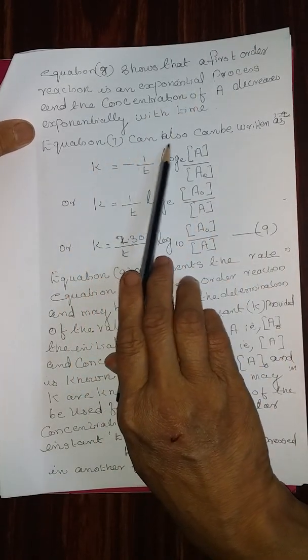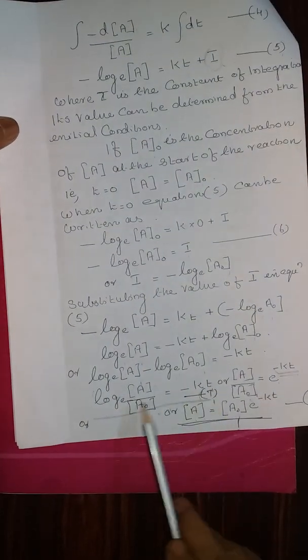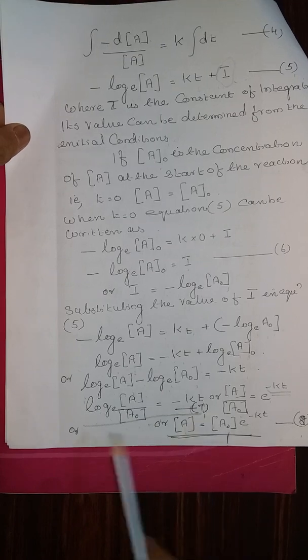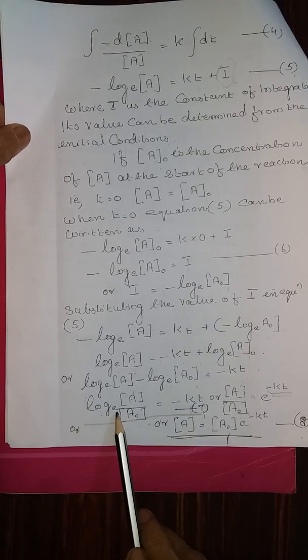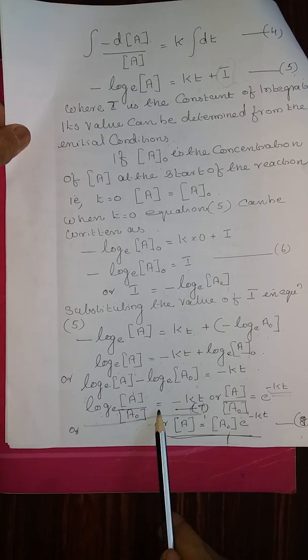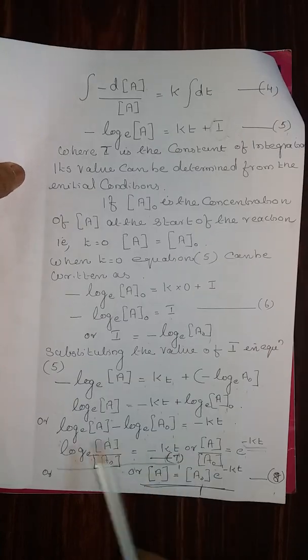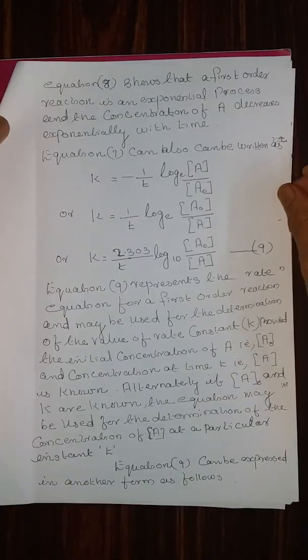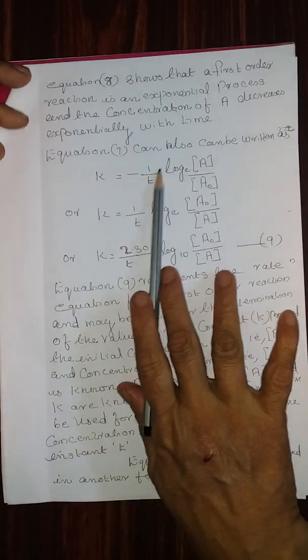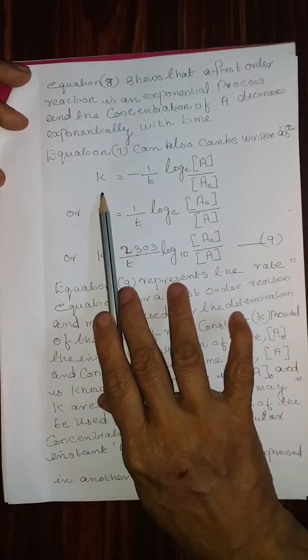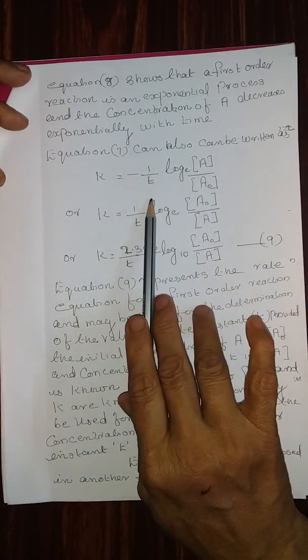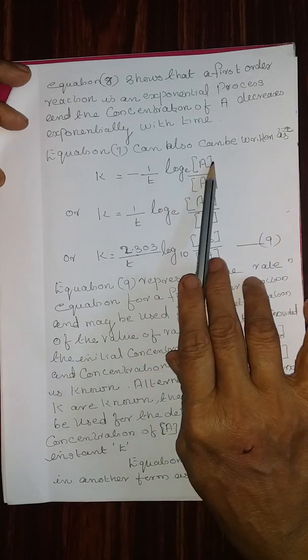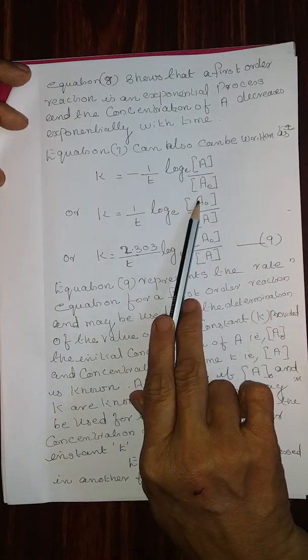Equation 7 can also be written as, equation 7 means this is actually the first order reaction, log to the base e A by A0 is equal to minus kt. We are modifying it by putting the value log to the base 10 and 2.303. That is a modification. Equation 7 can also be written as k is equal to minus 1 by t log to the base e concentration of A by concentration A0.